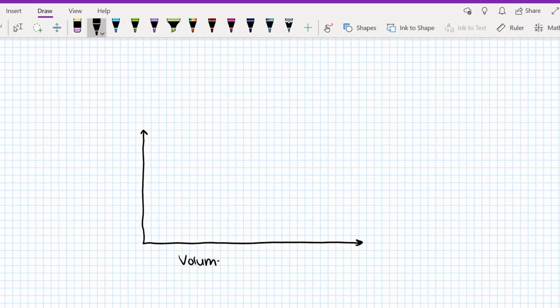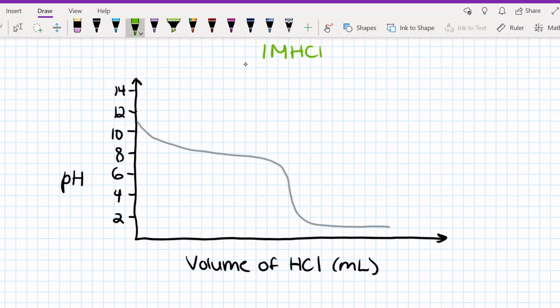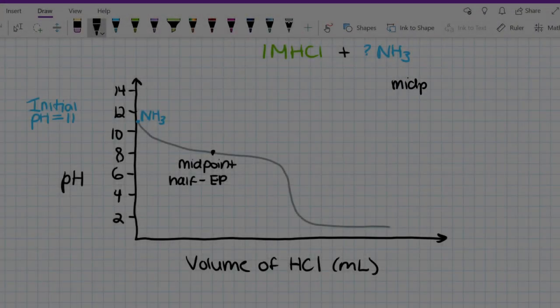At the start of the titration, there is only ammonia. For weak bases, the pH will be lower than for strong bases. In this case, the pH is around 11. For titrations with a weak acid or weak base, there is a midpoint, or half equivalence point, halfway between the start of the titration and the equivalence point.